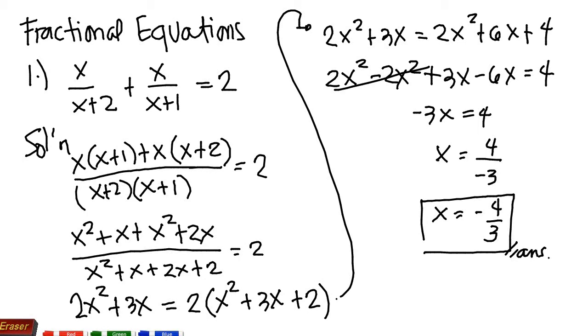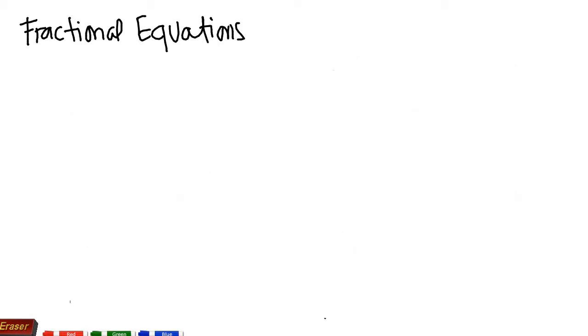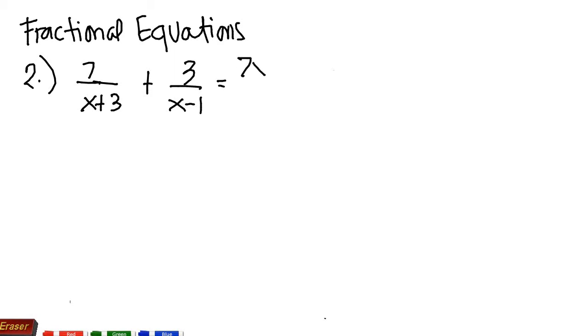Okay, so let's proceed to the second example. The second example is 7 over x plus 3, plus 3 over x minus 1, and that is equal to 7x plus 8 all over x squared plus 2x minus 3. That is now the given equation.